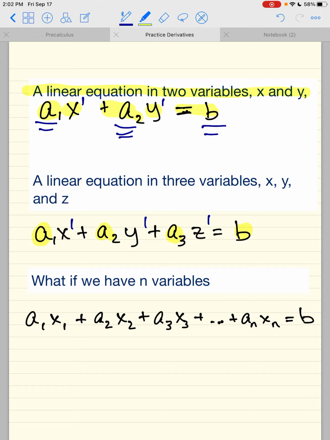But what if we had n variables? Many variables, even more than 26. You don't want to sit there and say x, y, z, a, b, c, and so on. So what we can do here is represent x1, x2, this is like our y, this is like our z, and so on. a1, a2, a3, an, and b are still constants, but x1, x2, x3 now is what we will be using as our variables. So this is if we have n variables, okay? So I hope that makes sense.